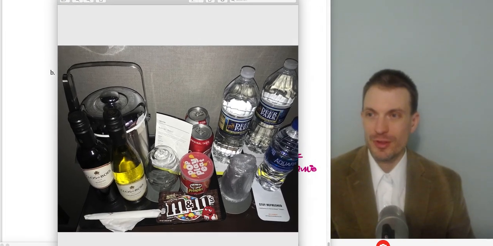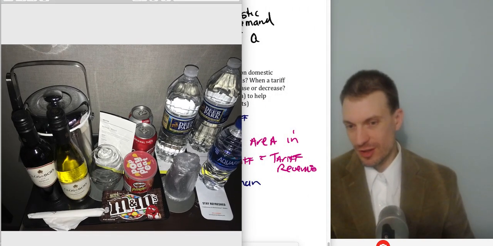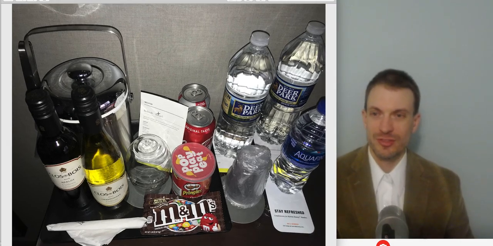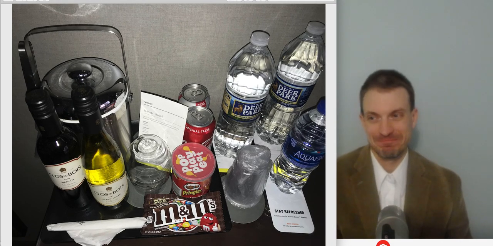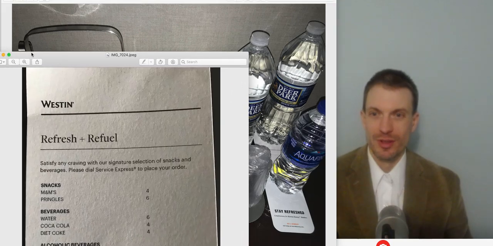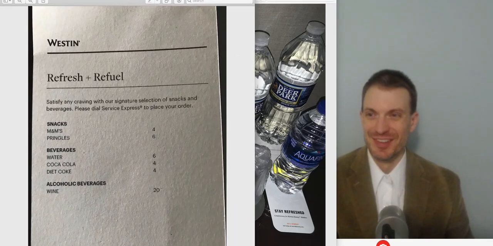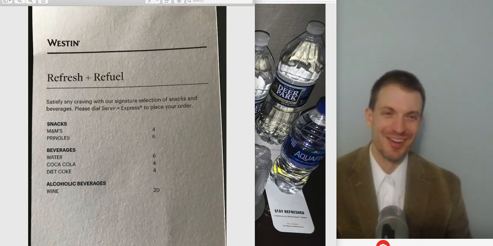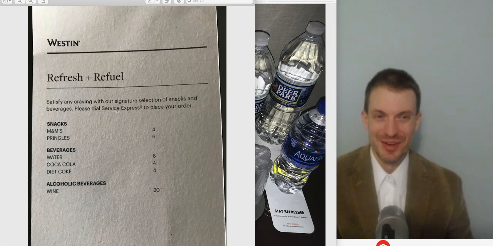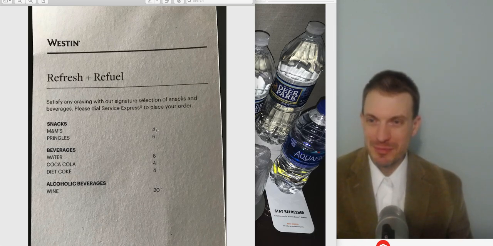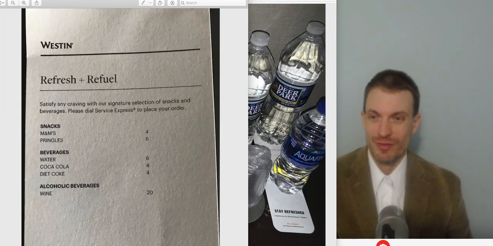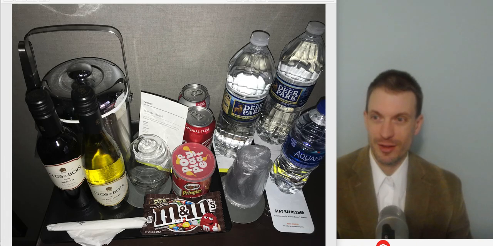Here's another example. So I went to the Economic History Association in Atlanta, and in the hotel in the West End, they had this collection of snacks. Cool. So let's look at the prices. Satisfy any craving with our signature collection of snacks and beverages. Signature collection, right? These are things you could buy from a vending machine, but whatever. Snacks are M&Ms for $4, Pringles for $6. Beverages: water for $6, Coca-Cola, the 12-ounce can, for $4, Diet Coke for $4, and then this wine bottle for $12.